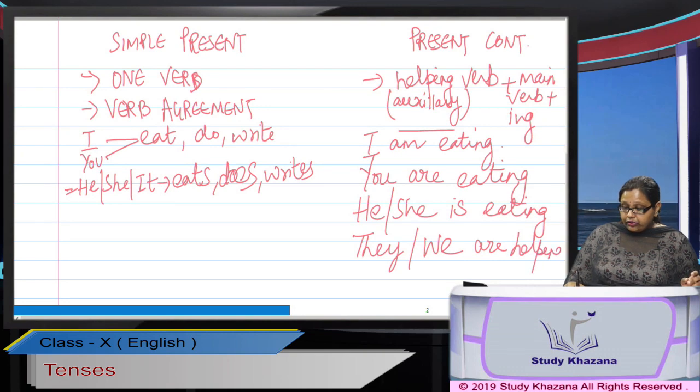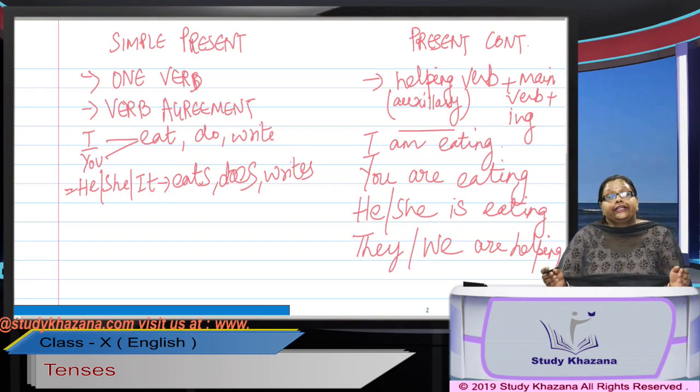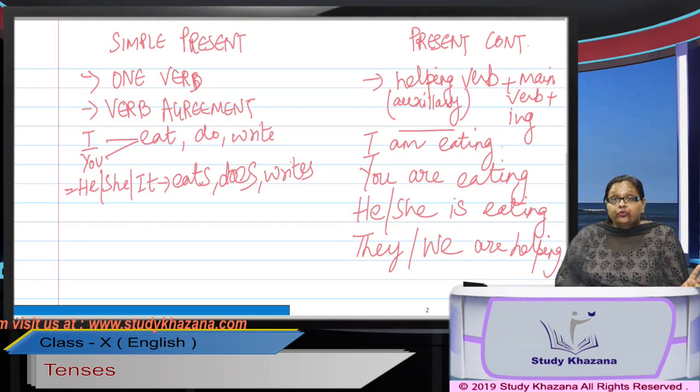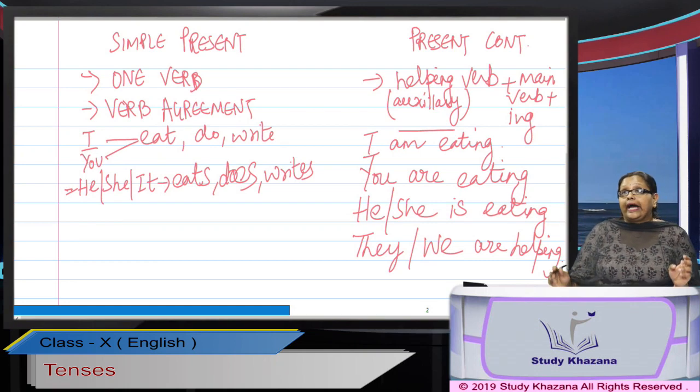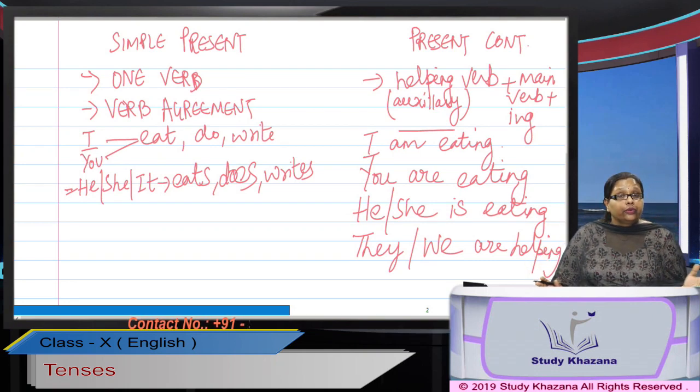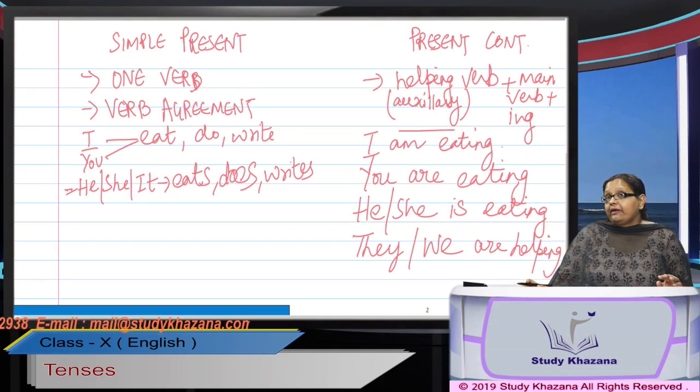Now here two points you need to be very careful about. In simple present, we never use two verbs. There is no auxiliary in simple form. Okay. And in the continuous form, there are two verbs. The first one is the helping verb and the second one is the ing form. If you say I am eat, that is also incorrect. You can either say I am eating or you can say I eat. But I am eat is completely grammatically wrong.